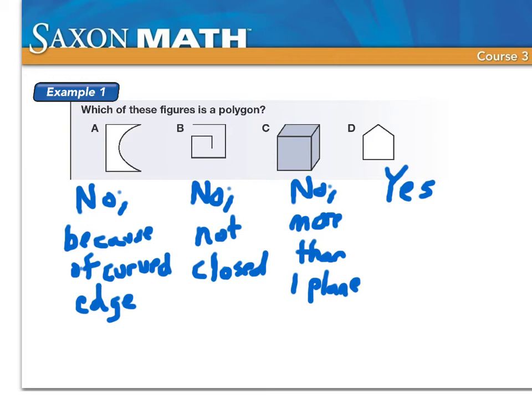And you could even tell me what type it is. Well, there's 1, 2, 3, 4, 5 sides. So a 5-sided polygon is called a pentagon.